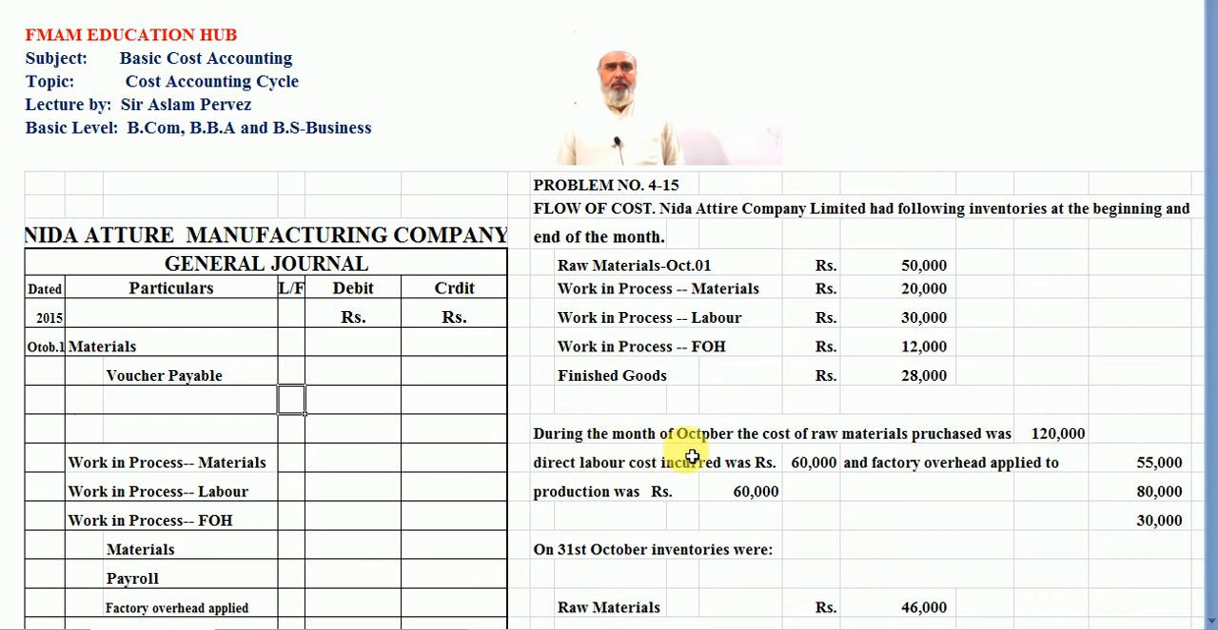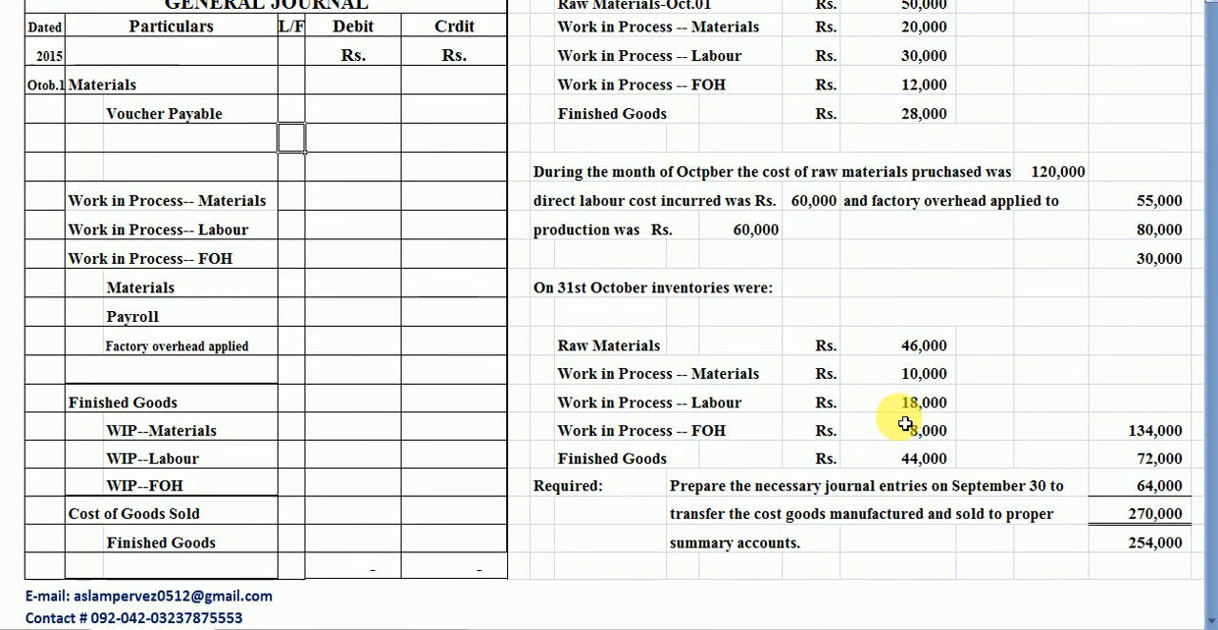During the month of October, the cost of raw materials purchased was 1,20,000 rupees. Direct labor cost incurred was 60,000 rupees, and factory overhead applied to production was 60,000 rupees. On 31st October, inventories of raw materials, work in process materials, work in process labor, work in process FOH, and finished goods are given as closing inventories. The requirement is to prepare the necessary general entries for October.